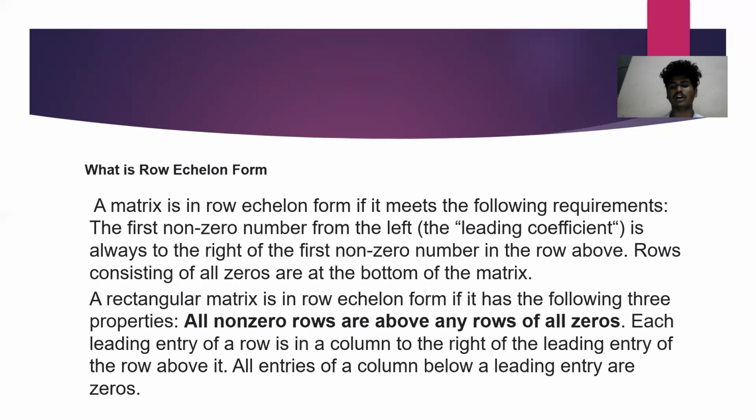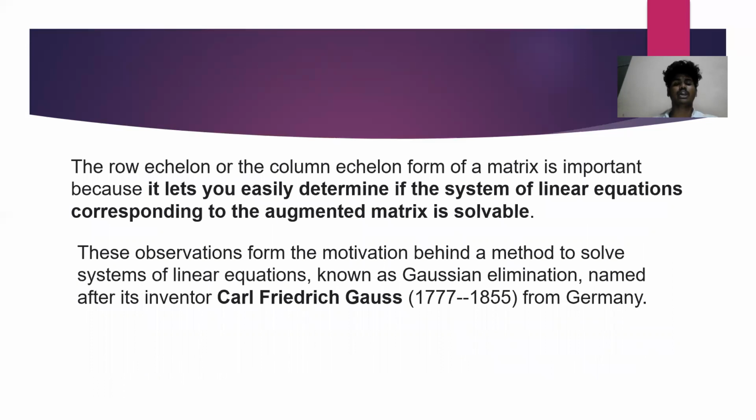All non-zero rows are above rows of all zeros. Each leading entry of a row is in a column to the right of the leading entry of the row above it. All entries in the column below a leading entry are zeros. And the next is the row echelon form.